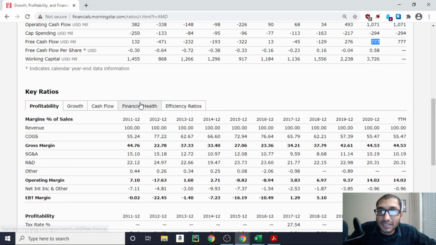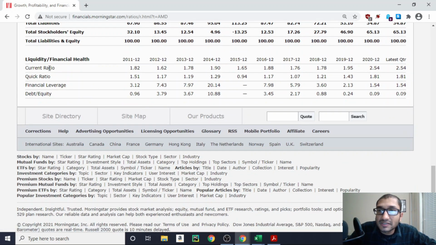Now let's look at the financial health of the company. The first item on the list is the current ratio.